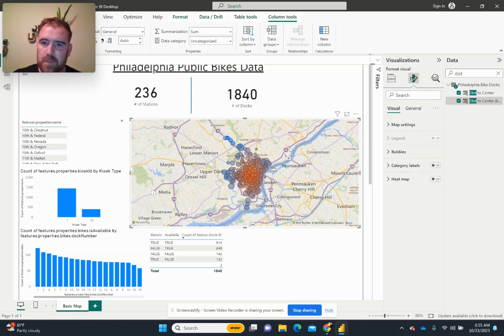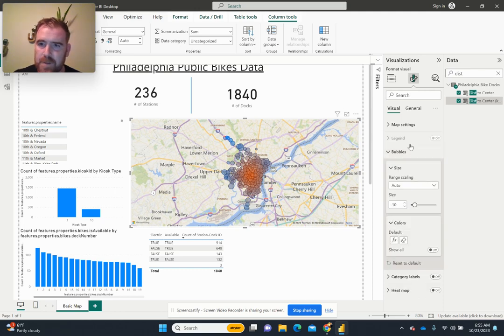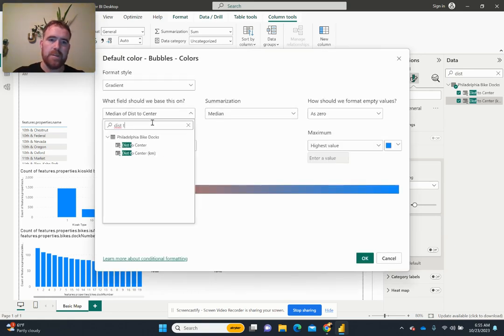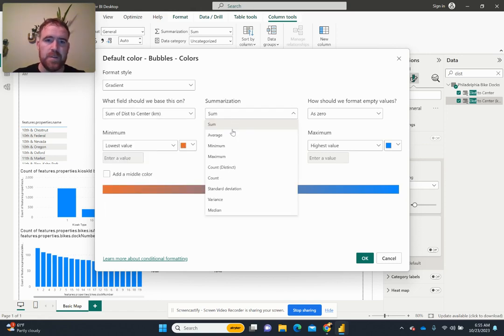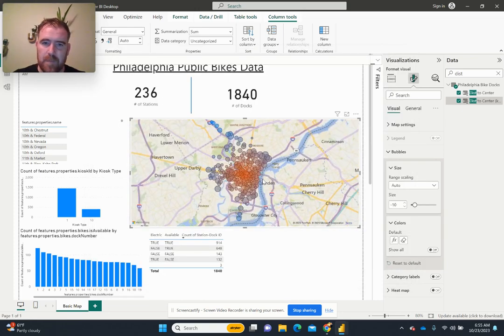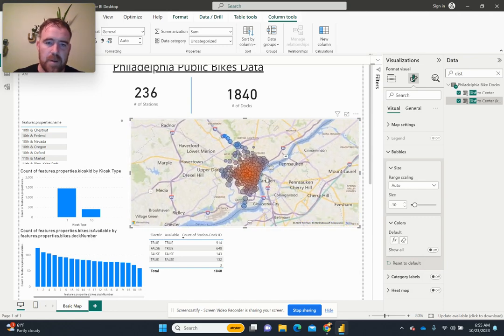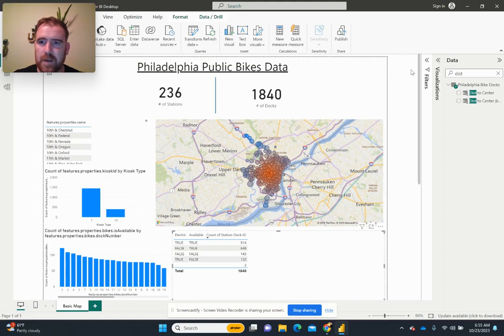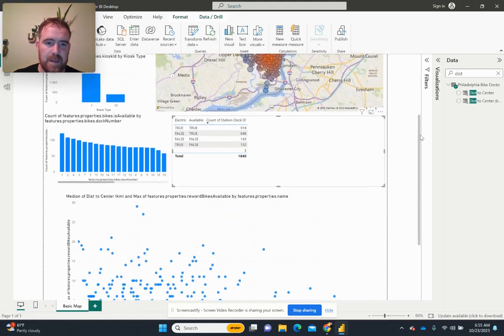We're going to change the labels here. We'll go to bubbles, colors in the visual tab. And then instead of distance to center, we're going to go distance to center kilometers, and we will do the median. And it looks basically the same. But still, what a wonderful map we have. What a happy little map of Philadelphia and its bike system.